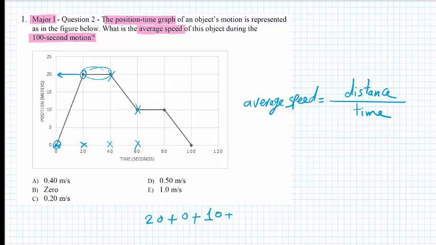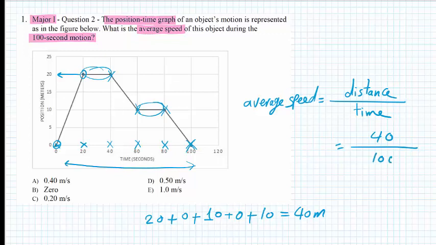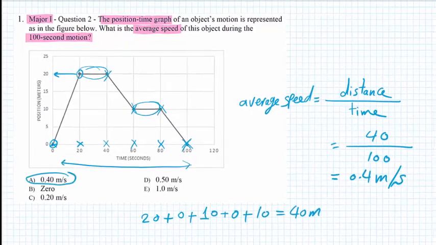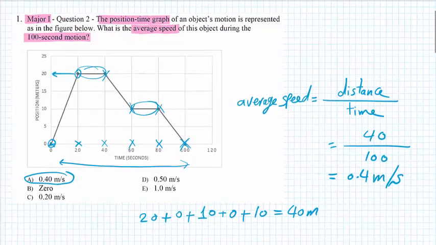Then, from 60 seconds to 80 seconds, it stopped. That means 0 meters. Plus, from 80 to 100, it moved from position 10 into position 0. That means 10 meters. If you accumulate all of them together, that's 40 meters. This is the total distance. So the total distance will be 40 divided by the total time, which is 100. That gives you 0.4 meter per second. So we will choose the first one, 0.4 meter per second.